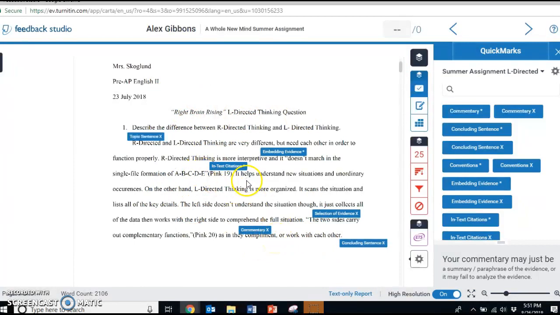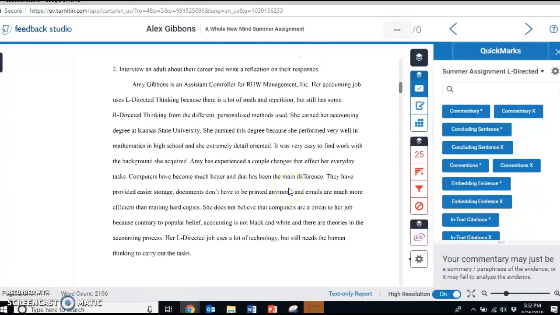Other than that, in-text citations look good, and then I liked your R-directed activities as well. I thought it was interesting that you interviewed your mom and how she talked about how in her field, even though the literal task could be done with computers, she doesn't believe that's going to happen because there are still some human thinking, I think you said, or R-directed skills that are needed. So I thought that was interesting. I hope you enjoyed talking to her about that.